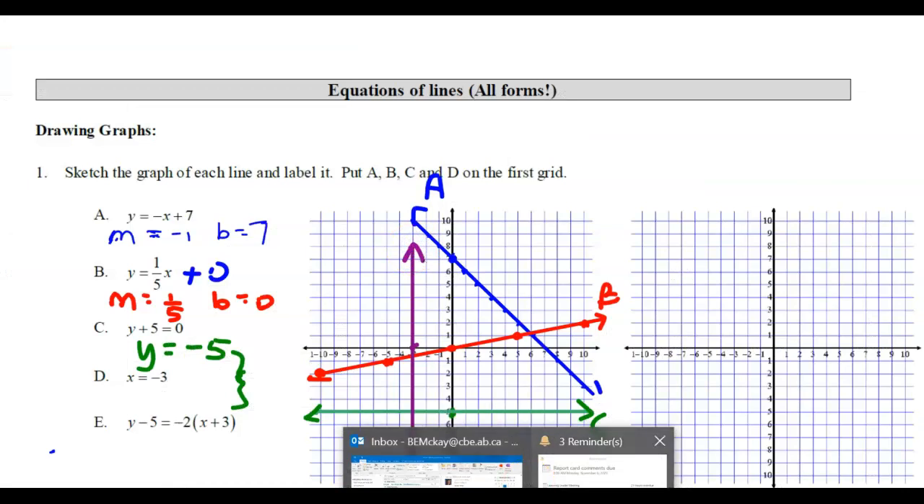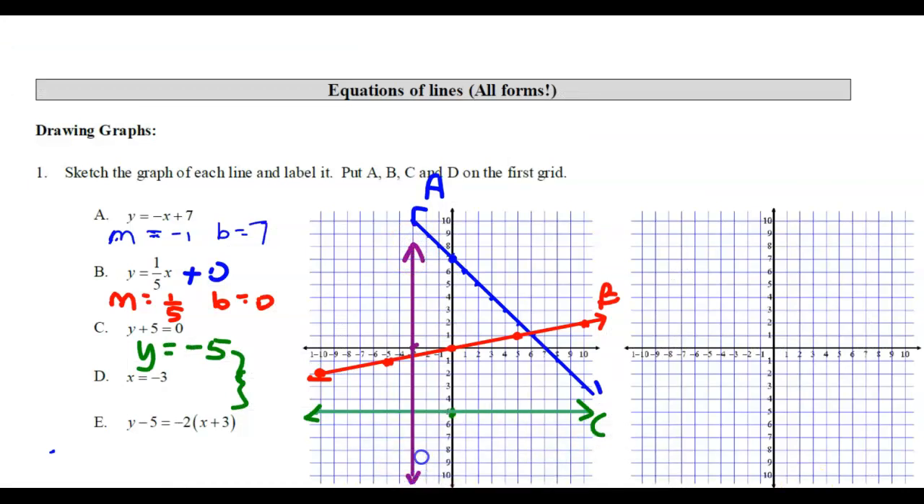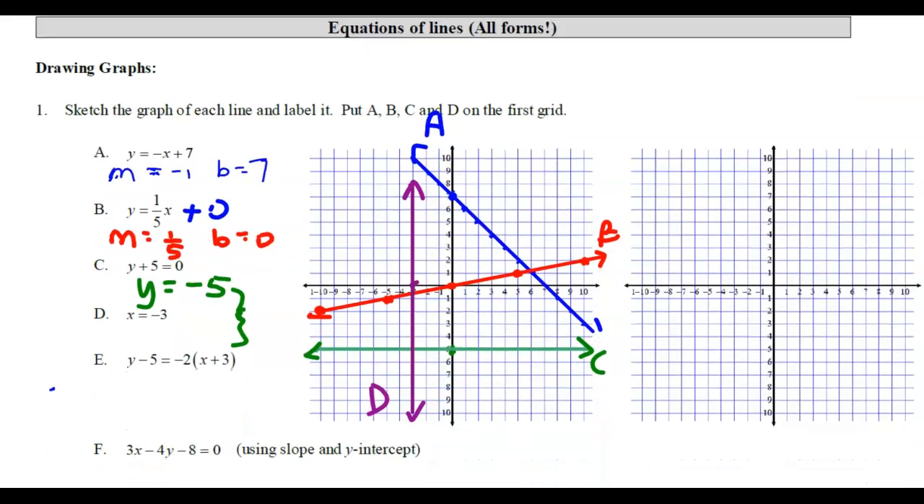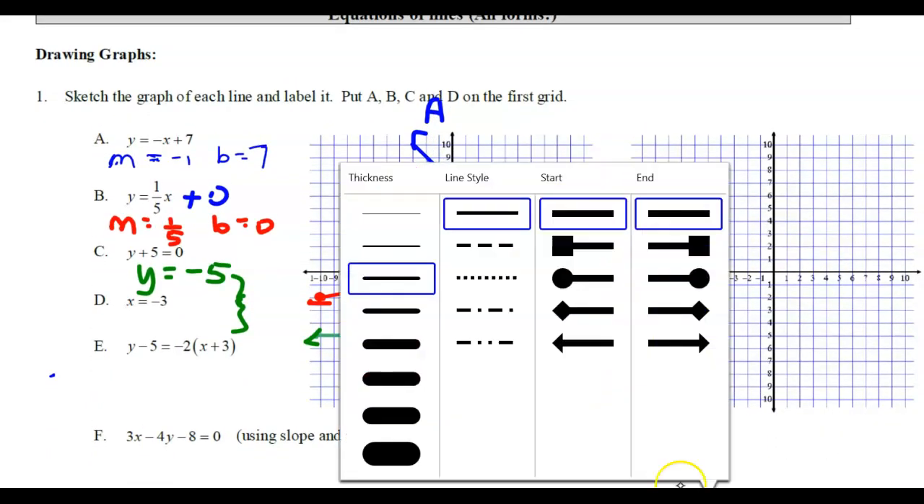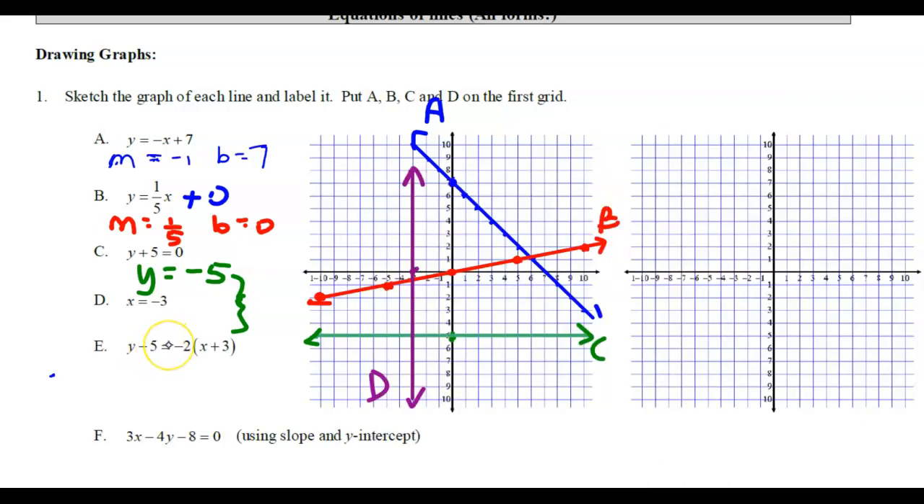Okay. So that is D. Then we'll put E and F on the right. So we'll go back to blue here. So this one is in point slope form. So it is an easy form to graph as well, because that coefficient, or the number outside of the bracket, is the slope.